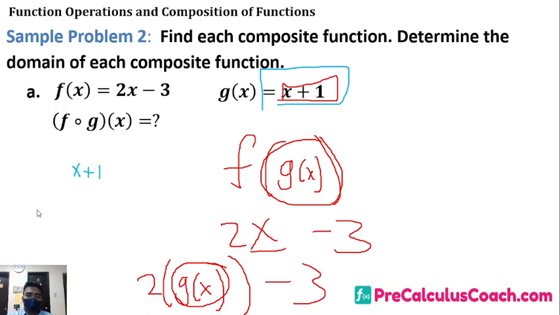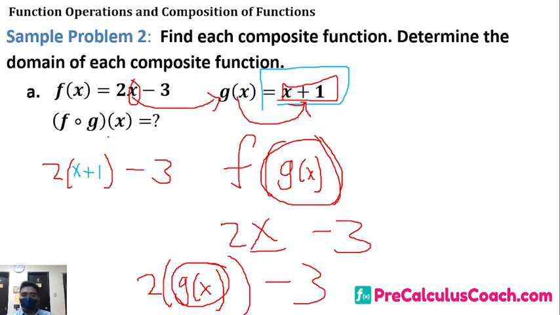Then from your f of x, what is your f of x? That is 2x minus 3. The x is your g of x, and the value of g of x is x plus 1. We substitute the value of g of x, x plus 1. So therefore, you can now find the composite of these two functions.